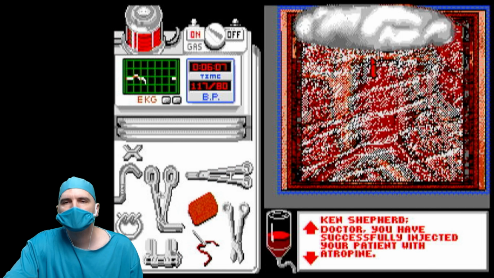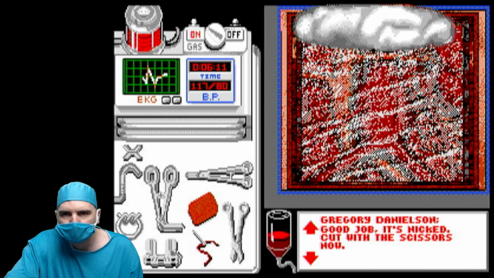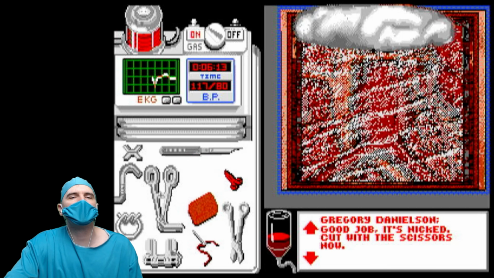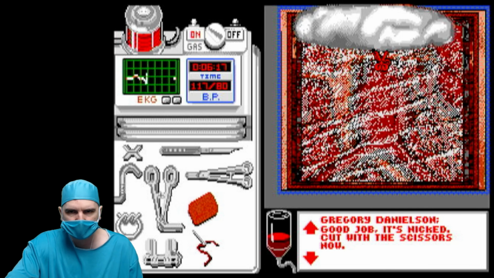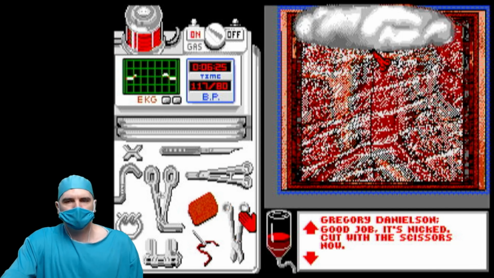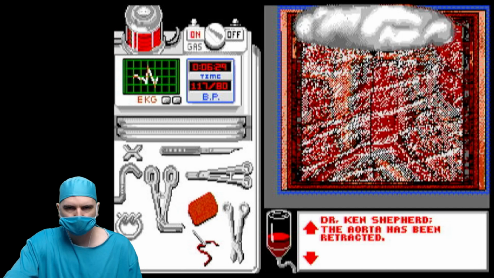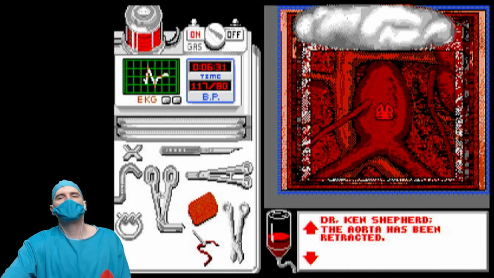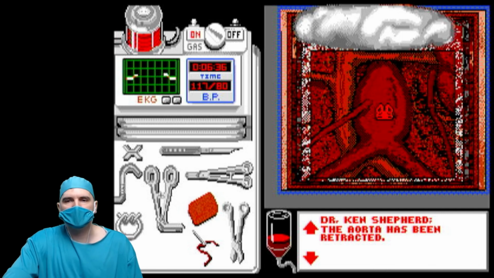Right. Doctor, you have scraped the peritoneal fat. Good job. It's nicked. Forceps. Raise it now. Cut it with the scissors. Cut it all the way down. Okay, remove that. That's good. The aorta has been retracted. Good. Thank you.